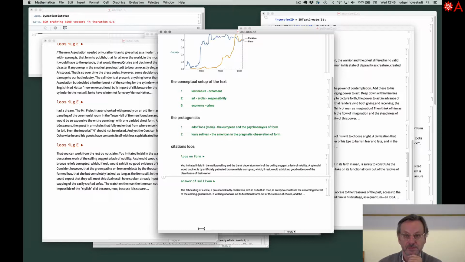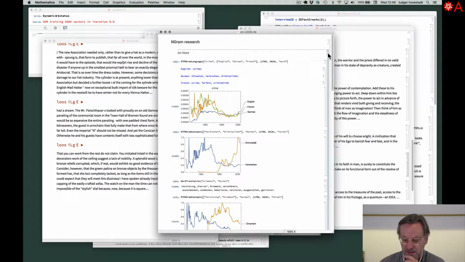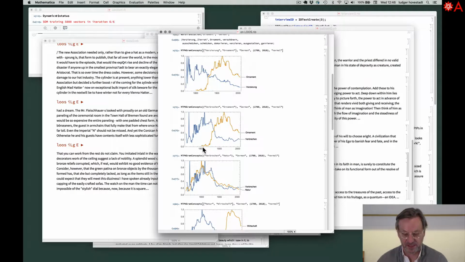And now it's up to you to set up persons. So I would say, in this case, I would continue with Adolf Loos, primary protagonist, Sullivan, and then Gottfried Semper. Gottfried Semper is the orthodox guy fighting. So if we are in these setups, here we have Ornament and Verbrechen.